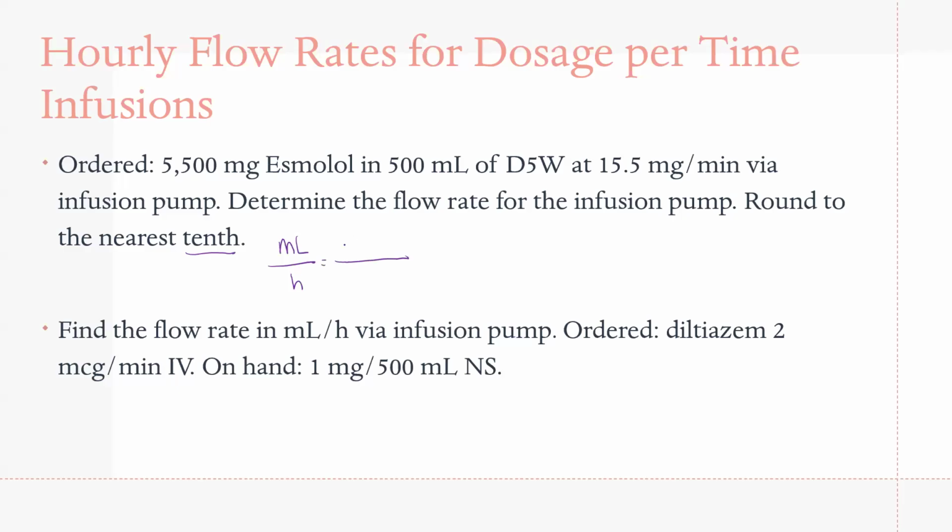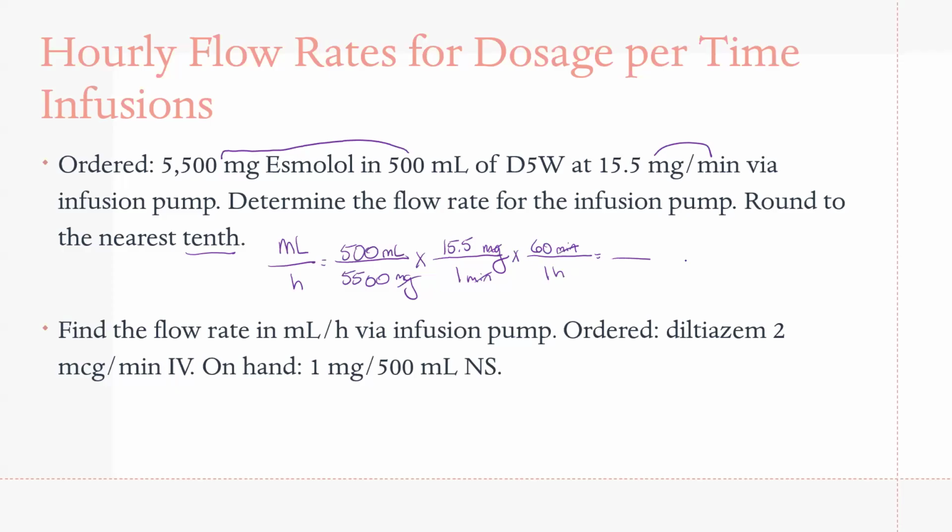So the milliliter is the 500 milliliters. And that 5,500 milligrams is in those 500 milliliters. But we don't want milligrams, so we have to cancel. And so I have 15.5 milligrams per 1 minute, but you have to set the pump per hour. So I'm going to multiply by 60 minutes is 1 hour.